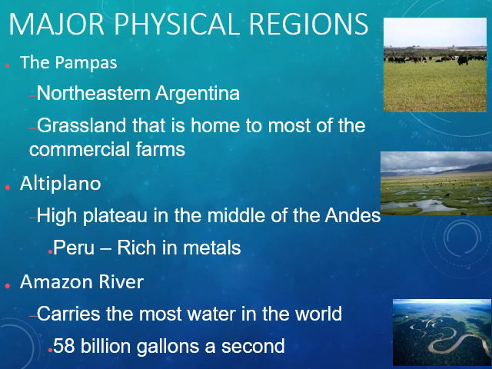So the next one is going to be the Amazon River. The Amazon River is the second largest, longest river in the world, but it also carries the most water in the world. So it carries more water even than the Nile, and actually every single second it dumps out 58 billion gallons of fresh water into the ocean. And so there's a lot of water flow going through this very long river that's found in the rainforest.